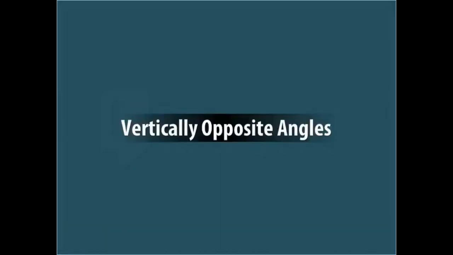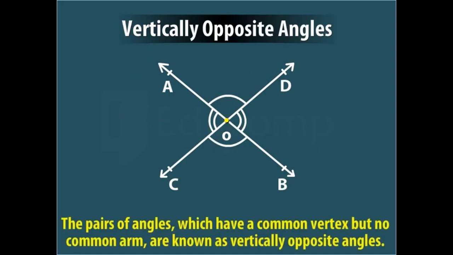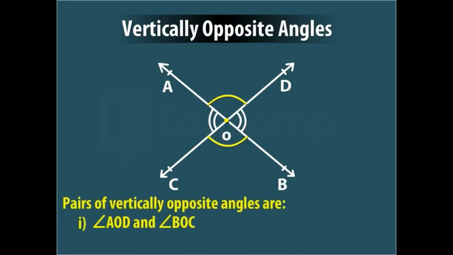Now let's learn about vertically opposite angles. When two lines intersect each other, they form four angles with a common vertex. Out of these, the pairs of angles which have a common vertex but no common arm are known as vertically opposite angles. Here, pairs of vertically opposite angles are angle AOD and angle BOC, and angle AOC and angle BOD.